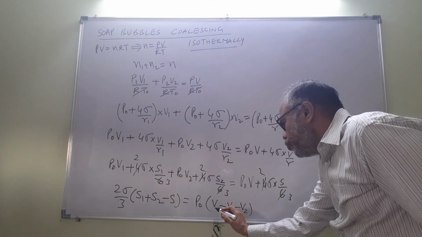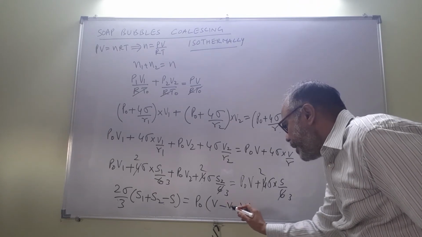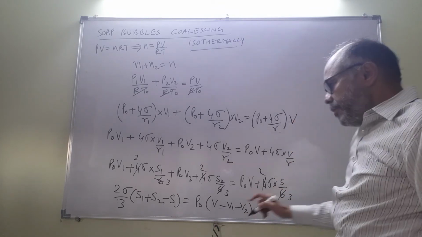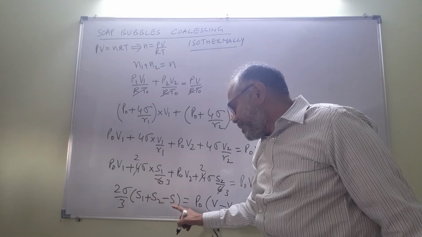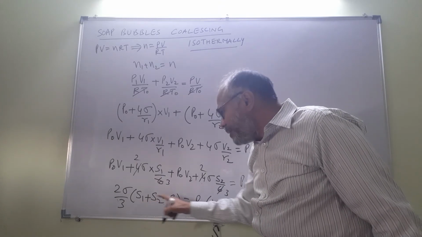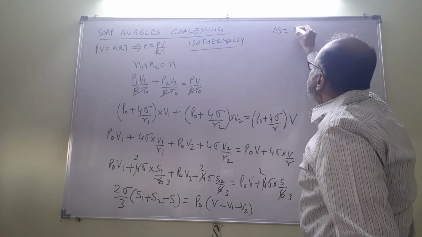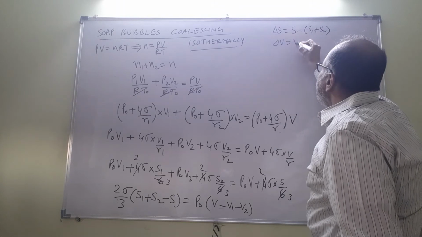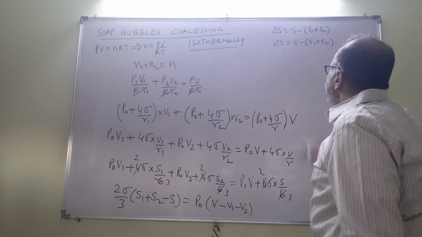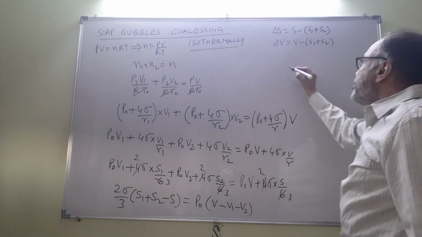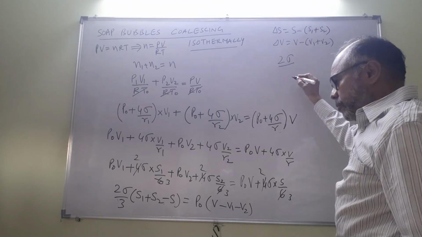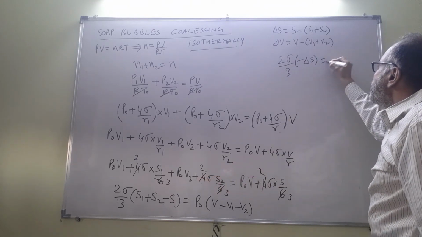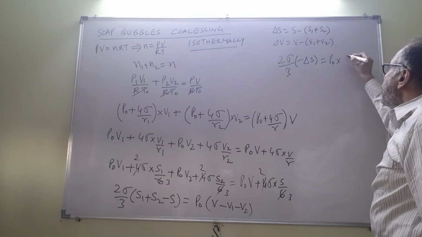Now, this V is the final volume, this is the initial volume. So V minus V1 minus V2 is nothing but delta V. This is delta V. Whereas this will be minus delta S, because we are saying initial minus final minus initial. Delta S is S minus S1 plus S2, and delta V is V minus V1 plus V2. So therefore, this becomes 2 sigma by 3 into minus delta S equals P naught into delta V.